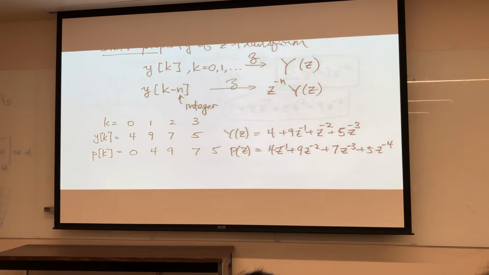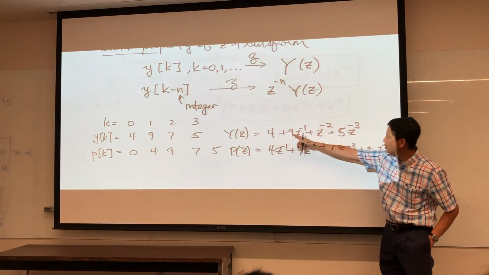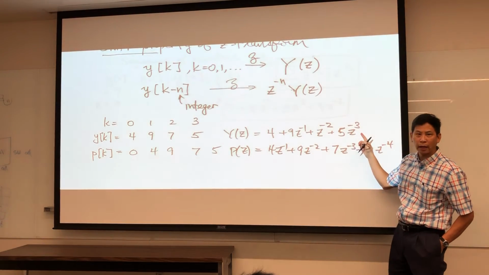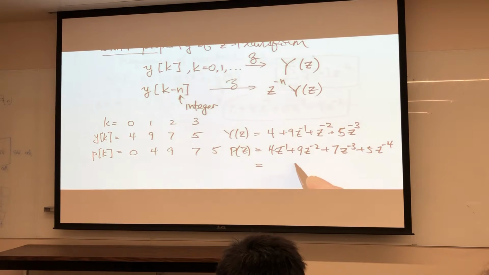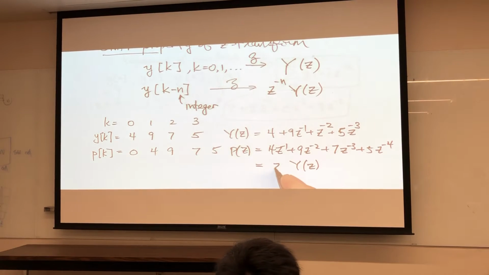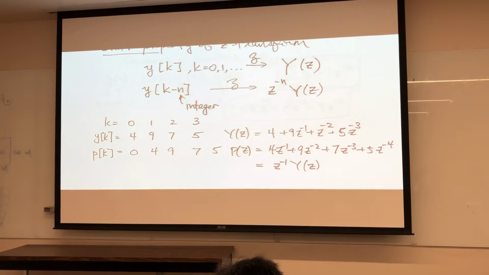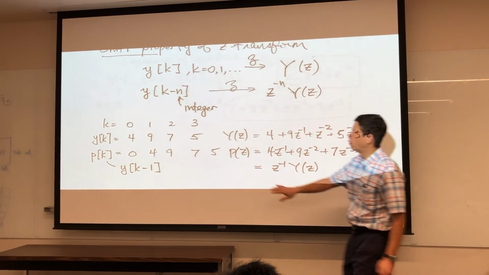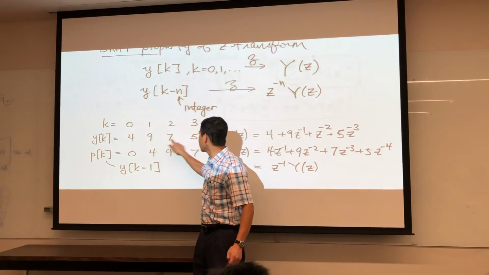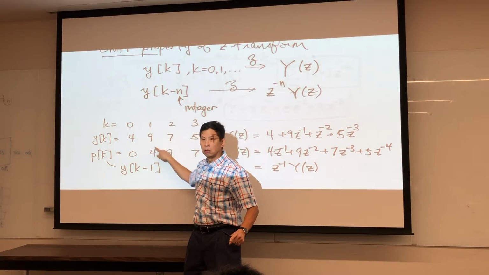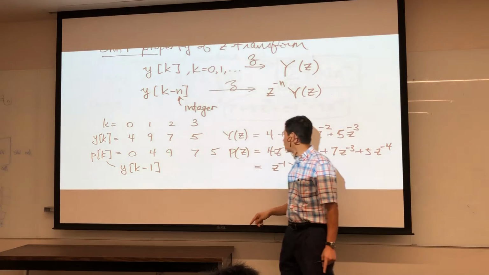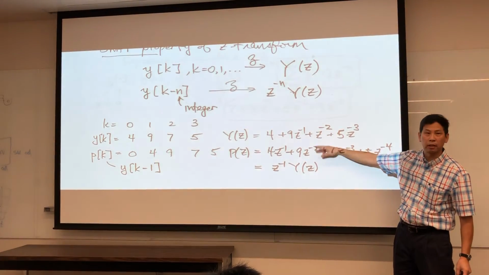If I look at these two, I say these are very similar. The only difference is it looks like I've taken this sequence and multiplied everything by z to the minus 1. In other words, this is just simply equal to the original sequence, y of z, multiplied by z to the minus 1. And so what that tells me is that p of k is just y of k minus 1. It's just taking the same information, y of k, 4, 9, 7, 5, delaying it one sample, shifting it in time one sample. Everything just shifts over one sample. And so these are the respective transforms.